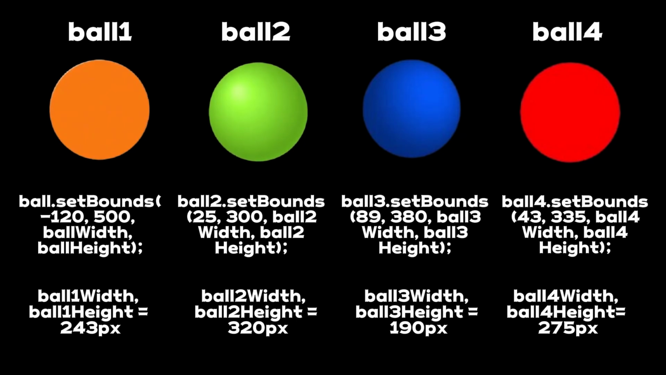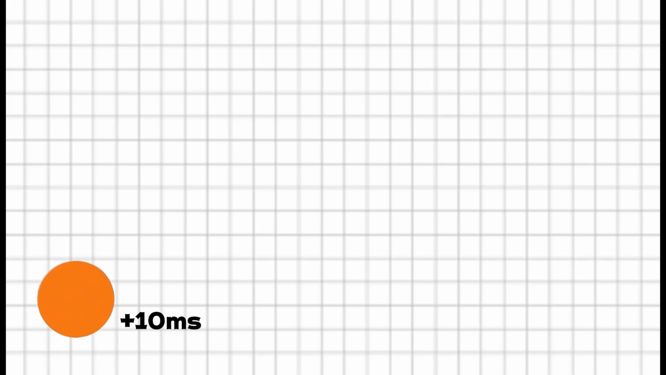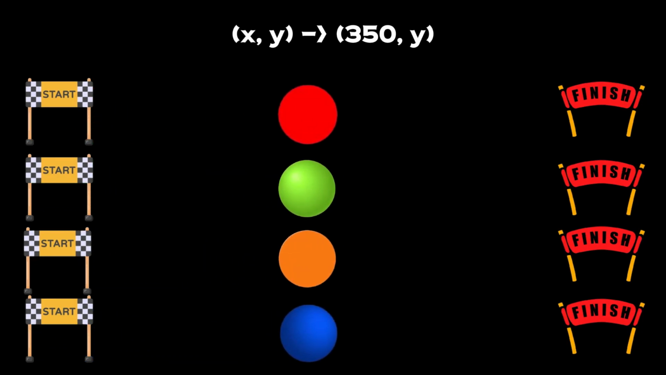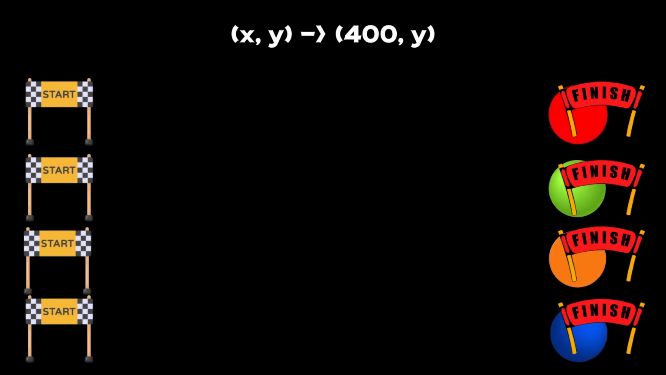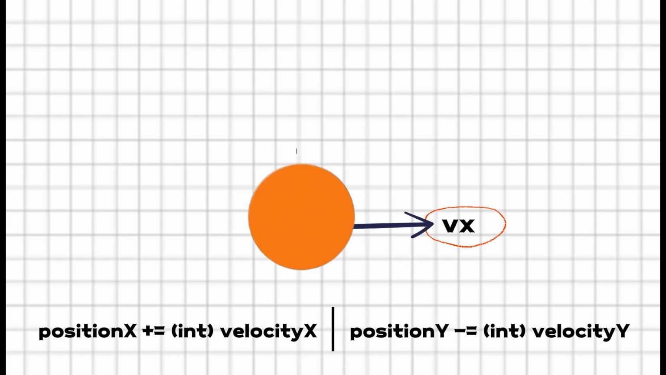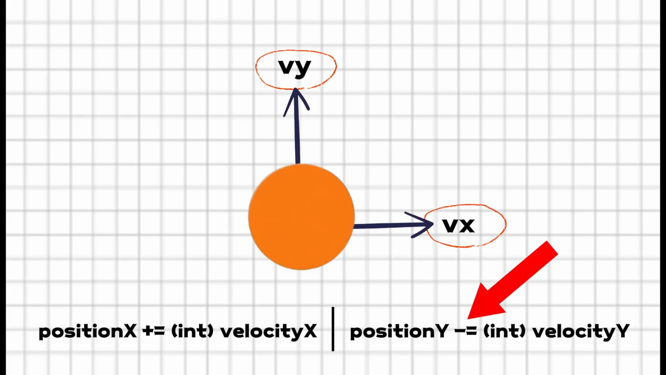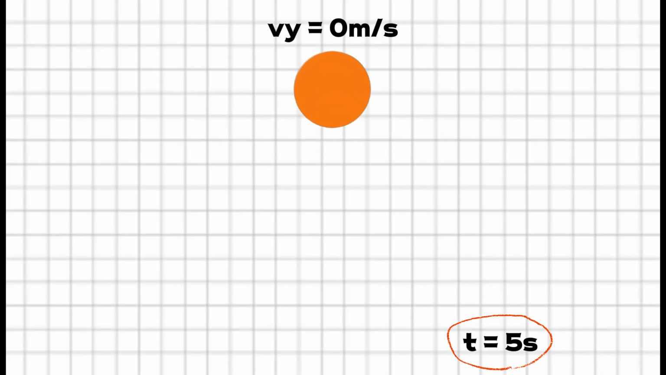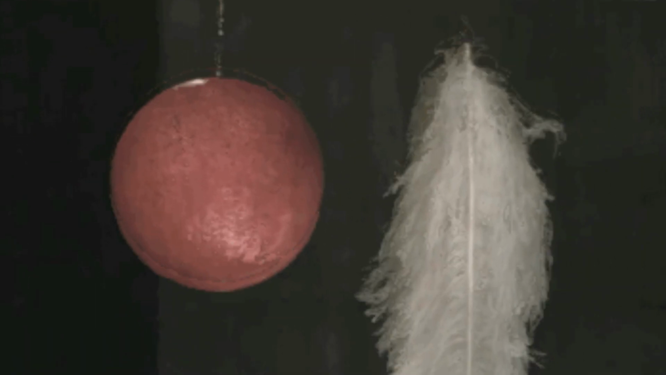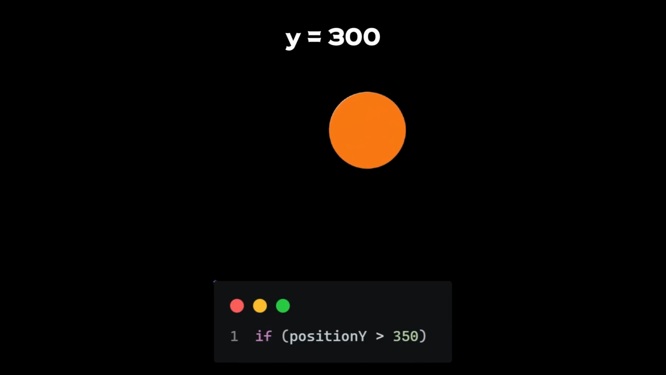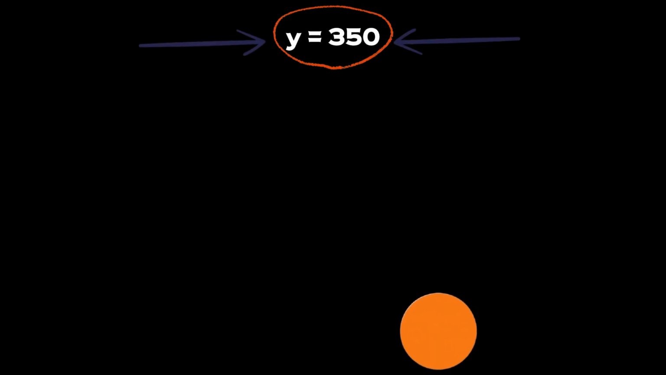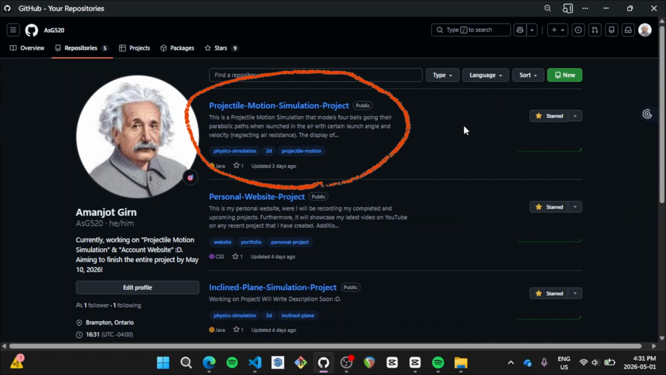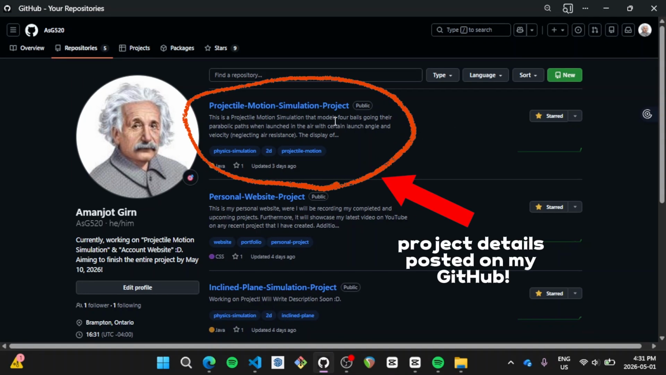After setting the initial positions, I used a timer that runs every 10 milliseconds to continuously update each ball position by adding the horizontal velocity to the x value and subtracting the vertical velocity from the y value, while also reducing the vertical velocity over time to simulate gravity. Finally, I added ground checks for each ball so that once they reached a certain y value, their velocities are set to 0, stopping their motion and completing the simulation.